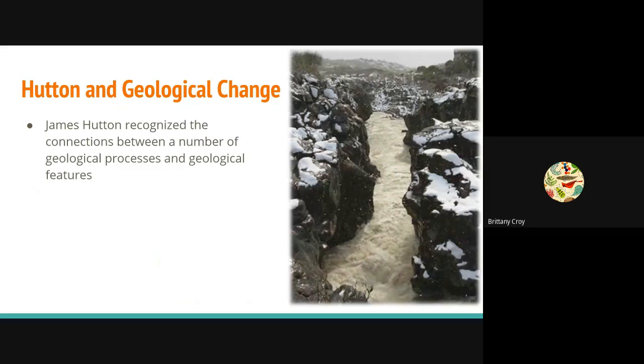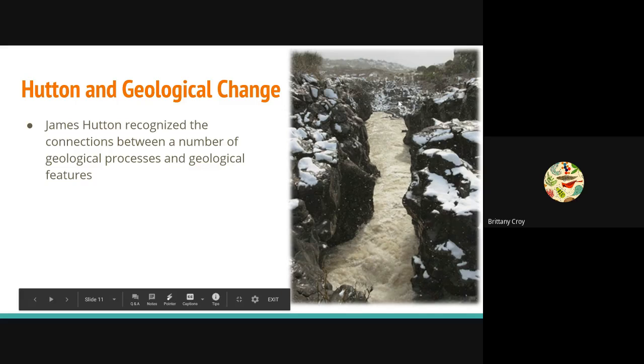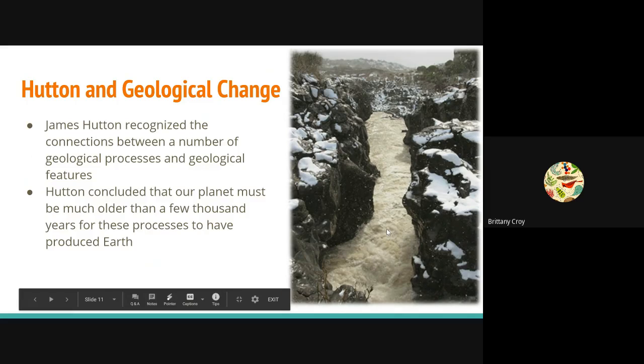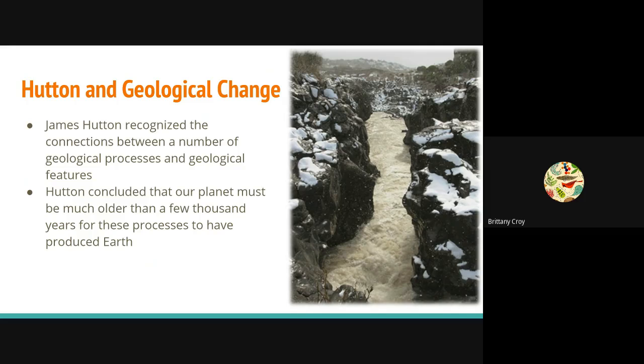More specifically, Hutton came up with the idea that there are certain geological features like mountains or valleys or ridges that are the same all over the world, and they must be caused by the same geological process. For example, this is a different canyon in Italy, but it was also eroded by water. So our planet must be older than a few thousand years if these processes were happening everywhere.